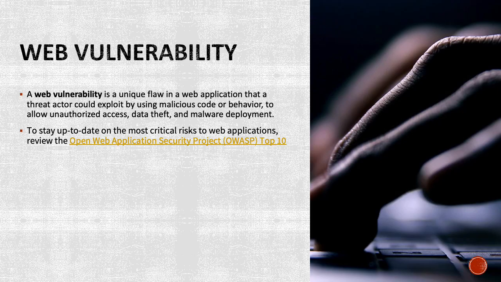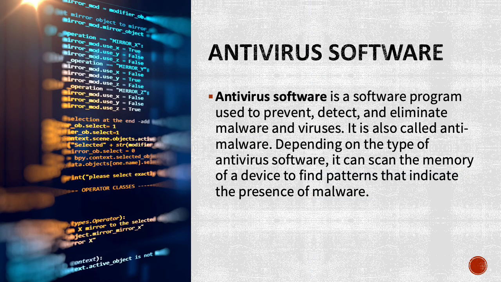So web vulnerability, of course. Let's talk about some interesting basic setups. A web vulnerability is a unique flaw in a web application that threat actors could exploit by using some kind of malicious code or behavior to allow unauthorized access, data theft, or malware deployment. OWASP is very famous for providing the critical risks to various different things, especially web applications. And of course, if you visit them, you can find the top 10.